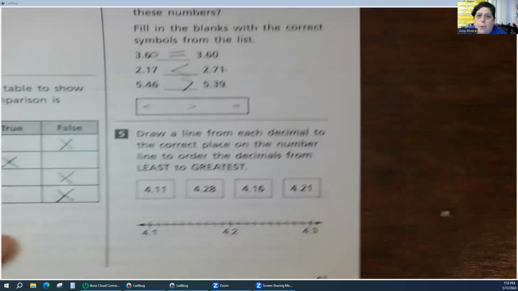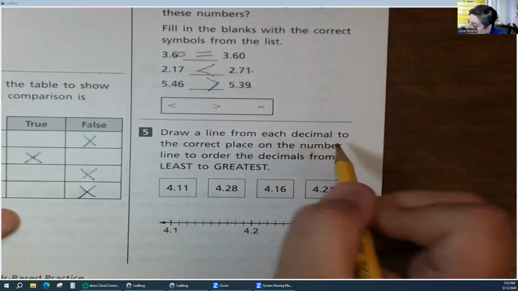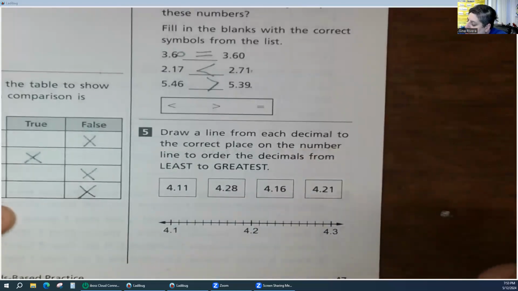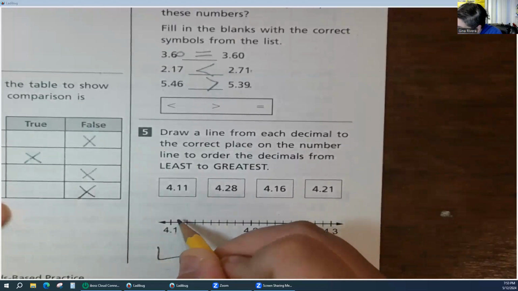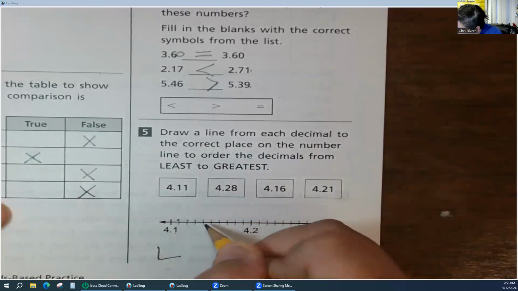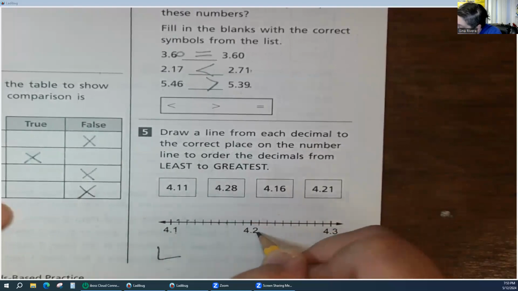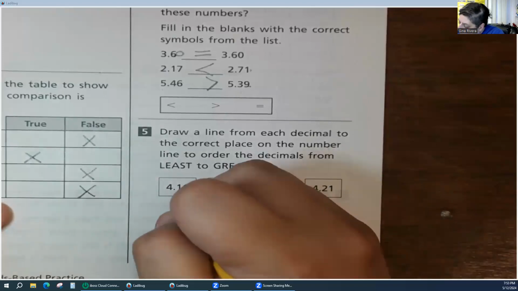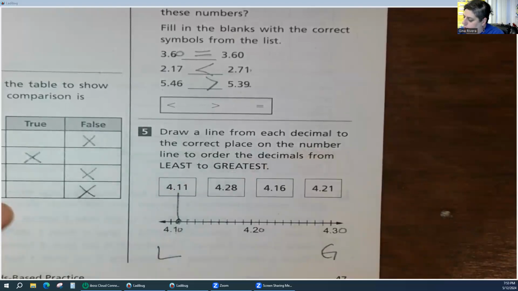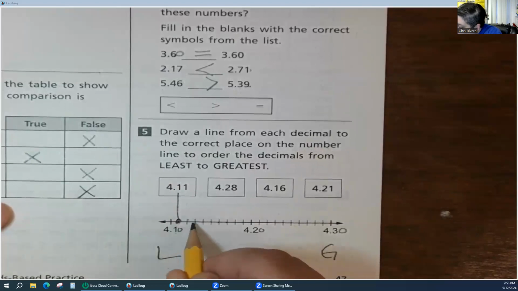Okay. Next up, we are going to draw our line from each decimal to the correct place on the number line to order the decimals from least to greatest. You know that I like to write those letters so that I don't get confused. Okay, so if this is 4.1, this means that this is 4.11, 4.12, 13, 14, 15, 16, 17, 18, 19, and that's 4.20. So if you imagine that there's a zero here, it'll make this a lot easier. 4.11 would be just one dot after that 4.1 because it would be 4.11. Then for 4.16, if that was 11, 12, 13, 14, 15, here is 4.16.